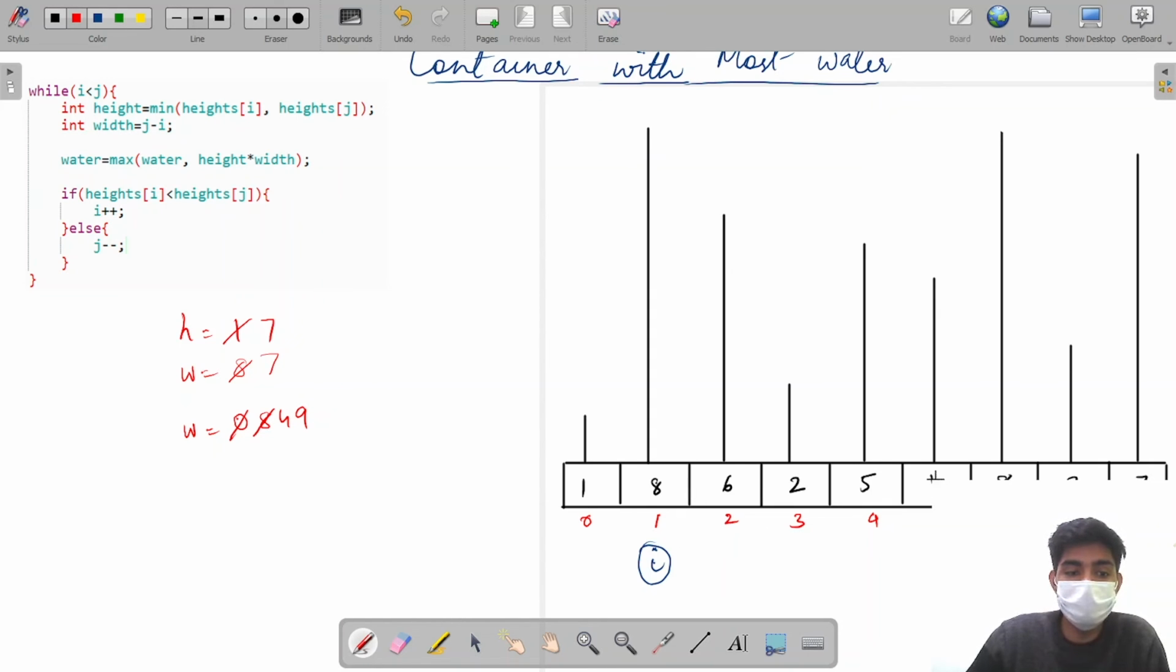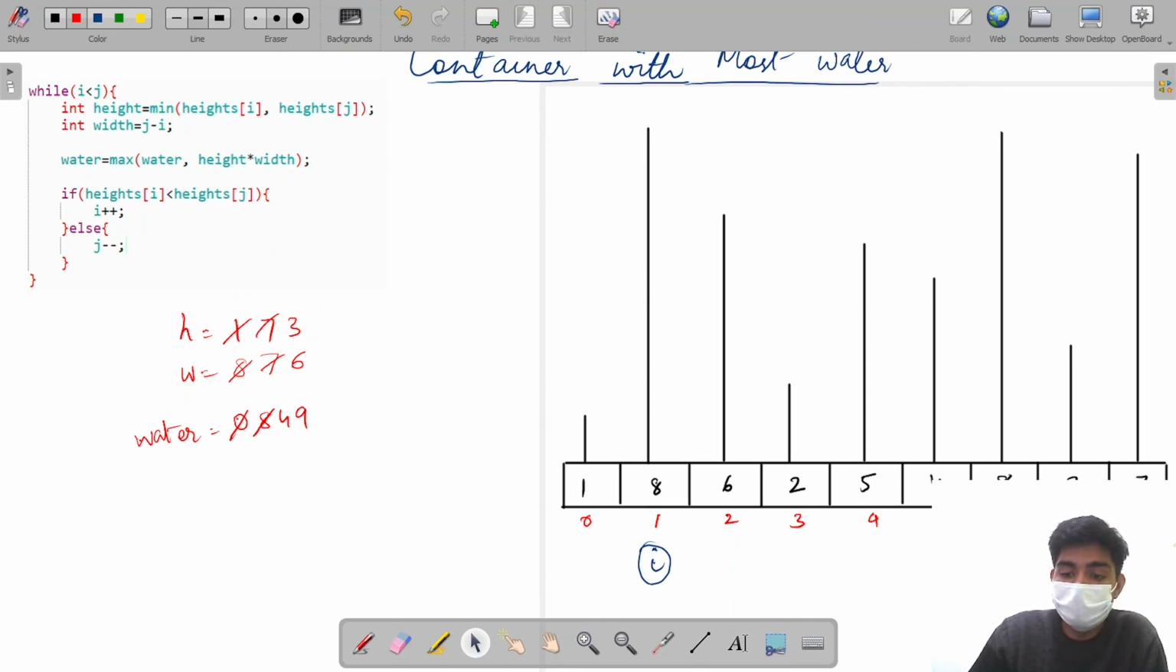Okay. So I have i and j here. Now my height of j is less than i, right? You can see that my j is less than i. So I will decrement my j. Now I have 8 and 3. My height will be 3. My width will be 7 minus 1, which is 6. Now my current water will be 3 times 6, or let's call this area, since water is confusing with width. So 6 times 3 gives me 18. 18 is not greater than 49, so it won't affect it. Now 3 is less than 8, so I will reduce my j.